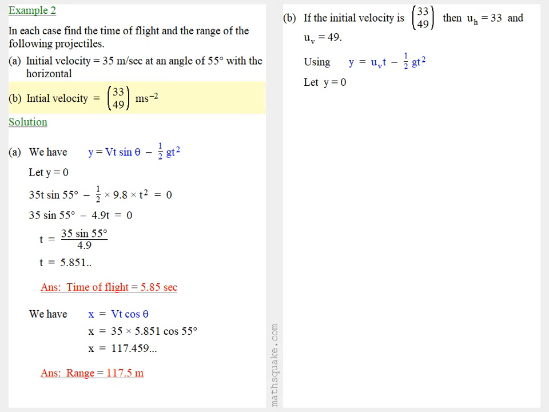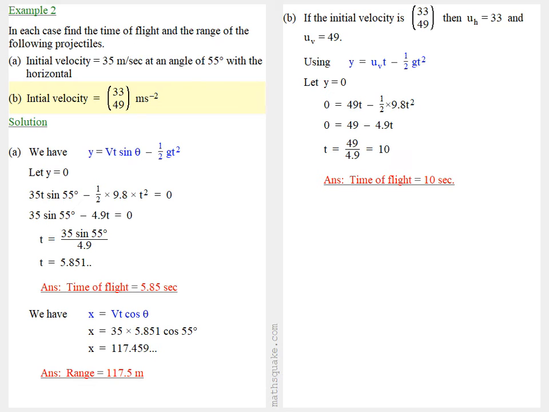And we want to know when the particle lands, so y will equal 0. That gives us 0 equals 49t minus a half times 9.8 t squared. But we know when it lands, t is not equal to 0, so we can divide all the way through by t. That gives us 0 equals 49 minus 4.9t. And that rearranges as t equals 49 over 4.9, which is equal to 10. So the time of flight is 10 seconds.